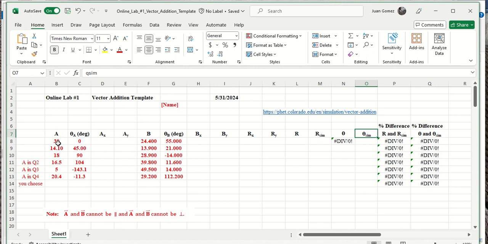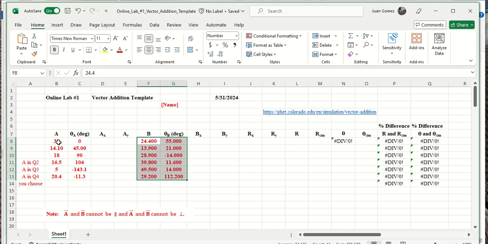Notice for the first 6 vectors, I've given you A and theta A, and I've given you B and theta B. For the last vector, you can choose your A and B. The only qualification is that A and B cannot be parallel, and they cannot be perpendicular. Those are the 2 trivial cases. But for the last choice, you can choose any vector A at any angle, as long as A and B are not parallel and not perpendicular.